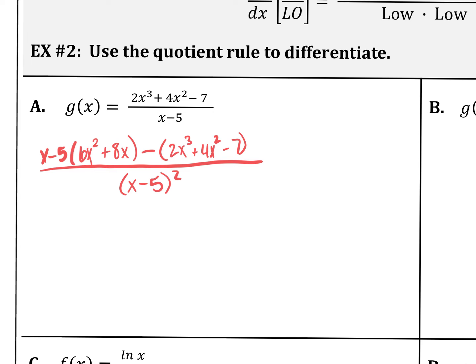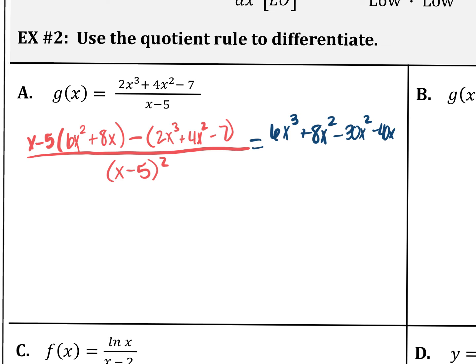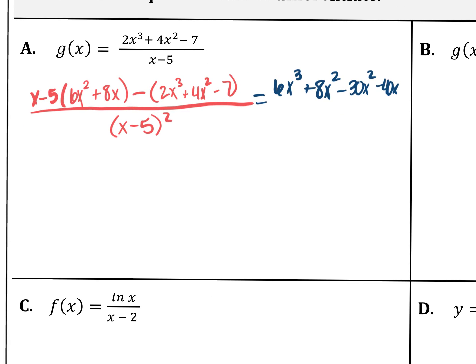So that gives us 6x cubed plus 8x squared minus 30x squared minus 40x. Ew, I did not leave myself enough room. Yeah, this takes up way too much room. Oh, you're fine.